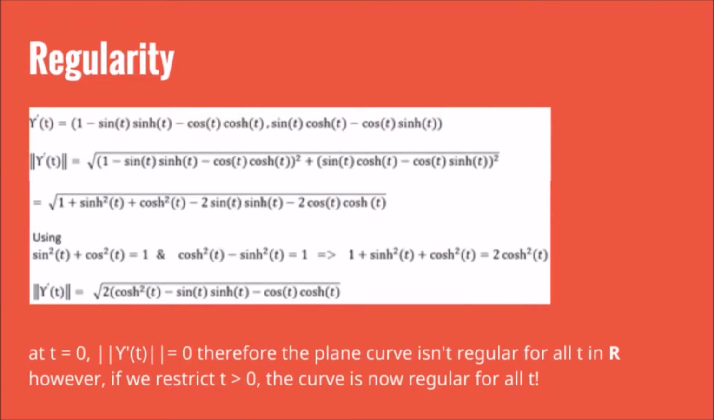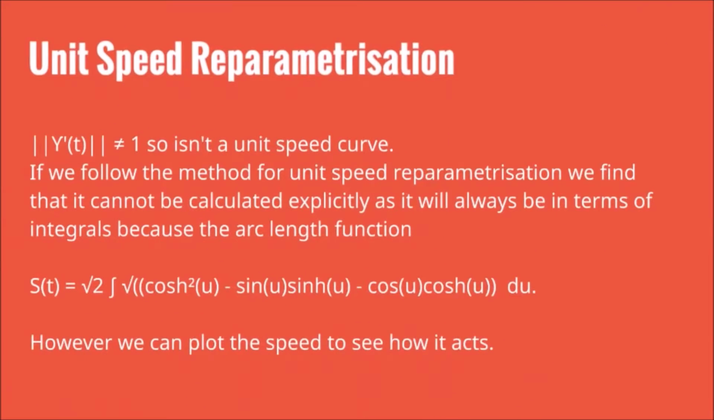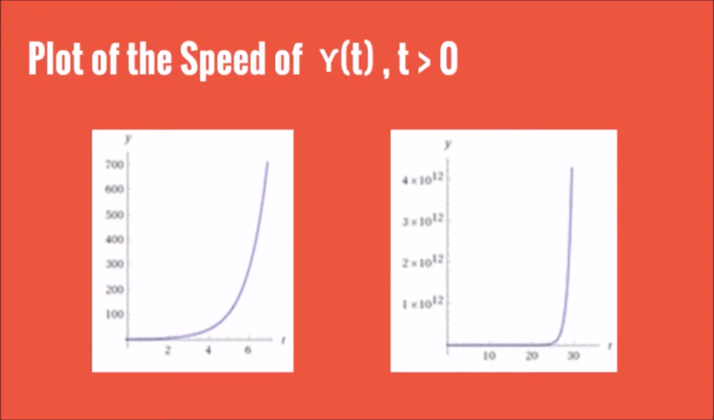The curve is regular for all points t except when t equals 0. Thus we restrict t to be greater than 0 so we can proceed with our calculations. The curve is not unit speed, as the speed of the tangent does not equal 1 for all t, and we cannot reparameterize it to be unit speed explicitly due to a square-rooted arc length function made up of various different trigonometric functions. However, we can plot the speed of the curve for t greater than 0, with the speed increasing rapidly as t increases relatively slowly.